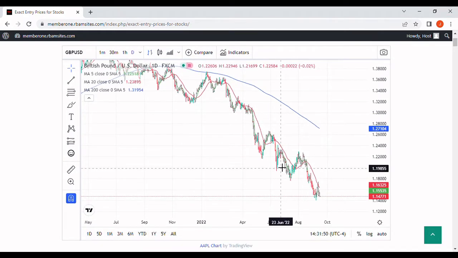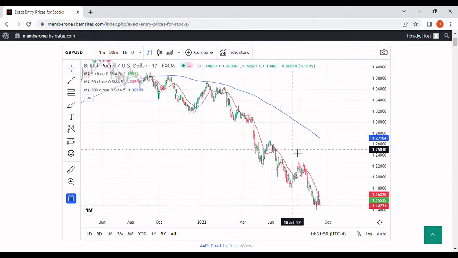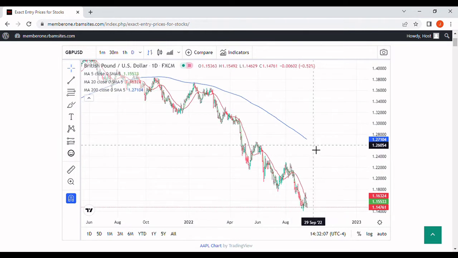It's got a 5-day moving average in green, a little hard to see, a red 20-day moving average, and a blue 200-day moving average. The first thing we notice about this chart is this currency is in a deep bear market. We bounced off the 200-day moving average right here at about the middle of January 2022. We've been in a very serious bear market ever since.